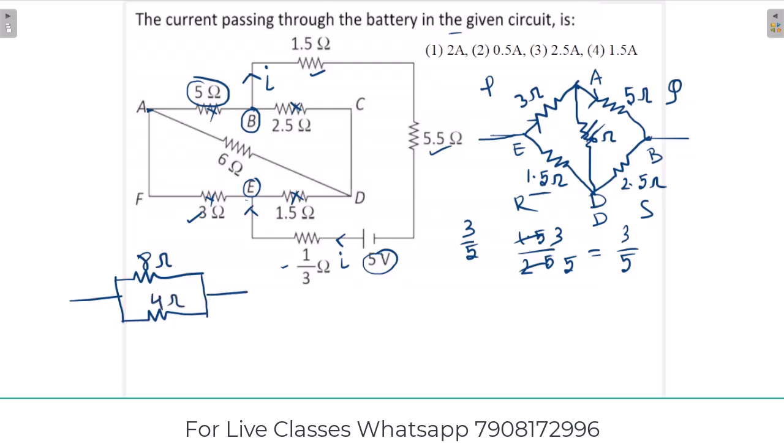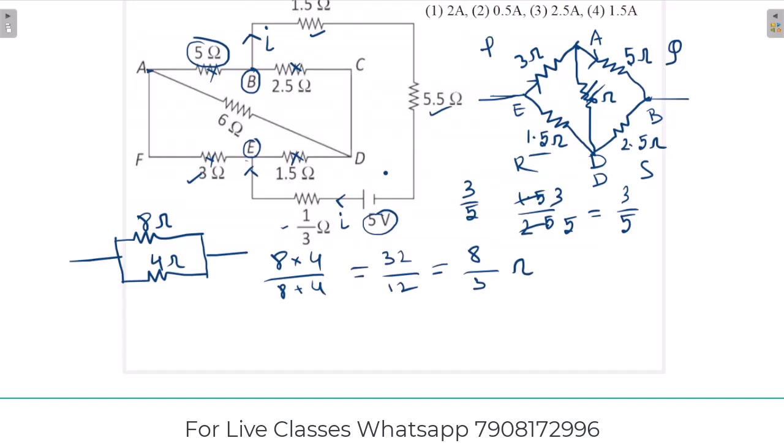Now if 8 ohm and 4 ohm are in parallel, then the equivalent is 8 into 4 divided by 8 plus 4, that is 32 divided by 12. This basically becomes 8 by 3 ohm. So the equivalent resistance between E and B is 8 by 3 ohm. Now if we redraw this circuit, E and B have the equivalent resistance of 8 by 3 ohm.